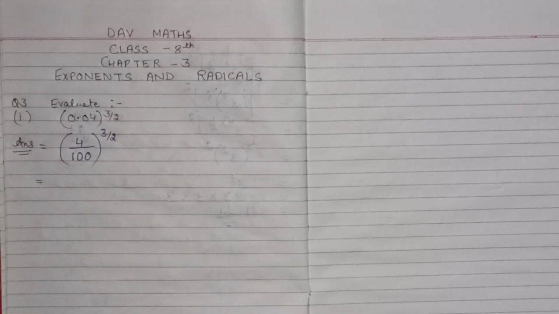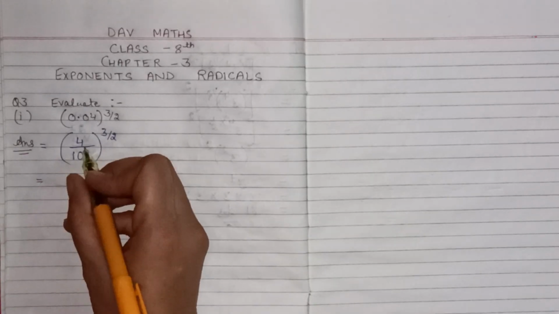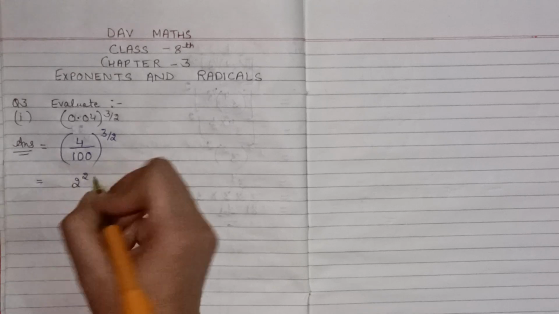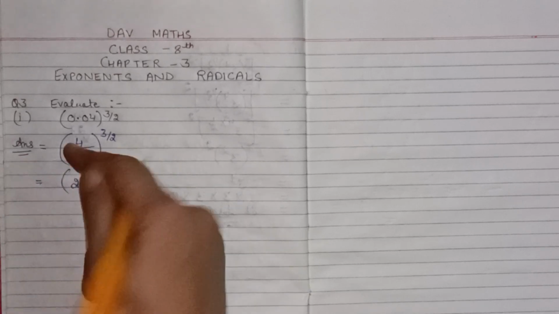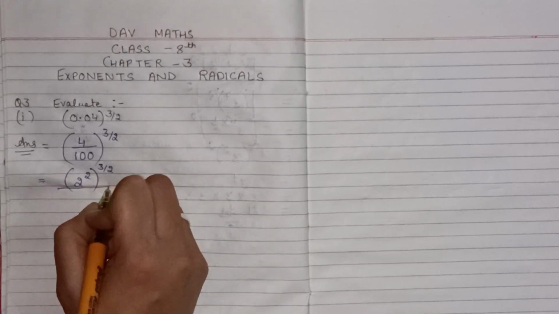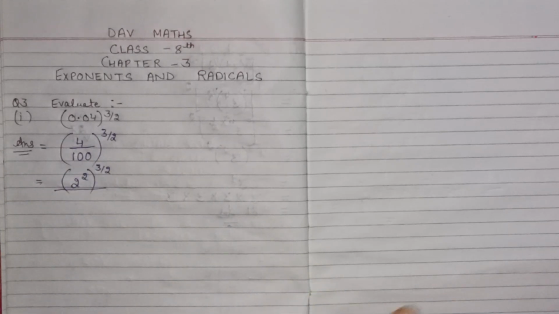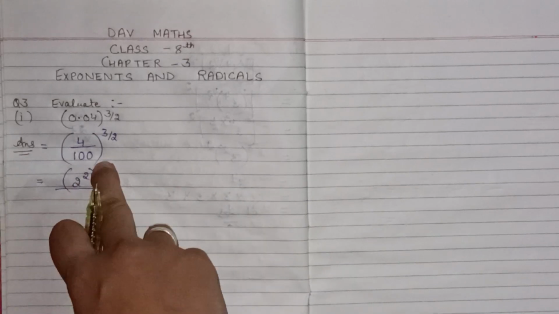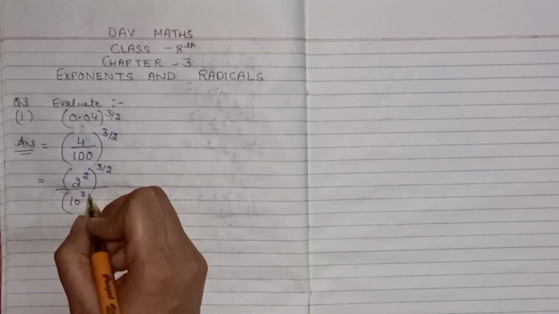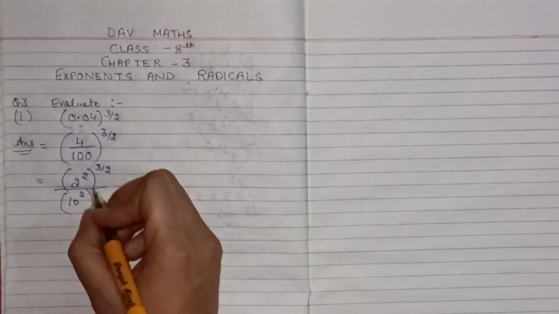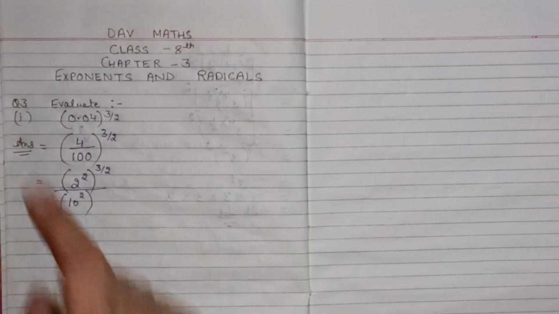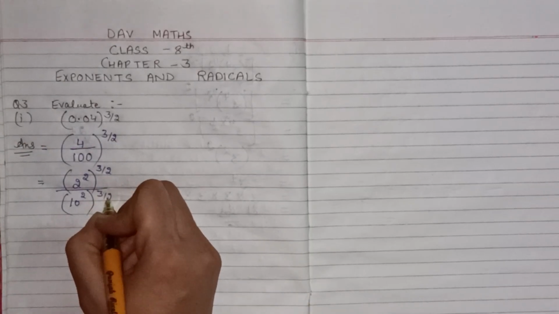I write 4 as 2 raised to power 2, or 2 multiplied by 2. 2 raised to power 2 is 4, and its exponent is 3 upon 2. In the denominator I write 10 multiplied by 10, that is 10 raised to power 2, which is equal to 100, and its exponent is 3 upon 2. 3 upon 2 is the exponent of both these numbers.